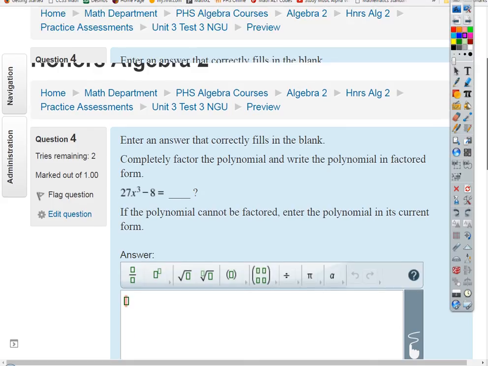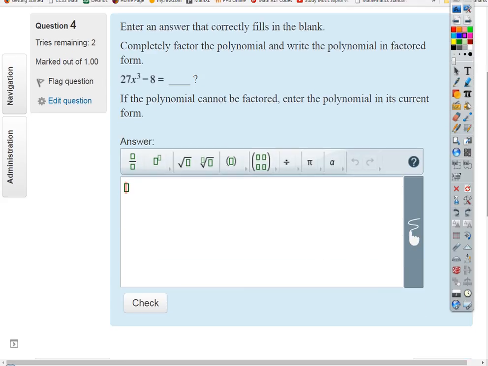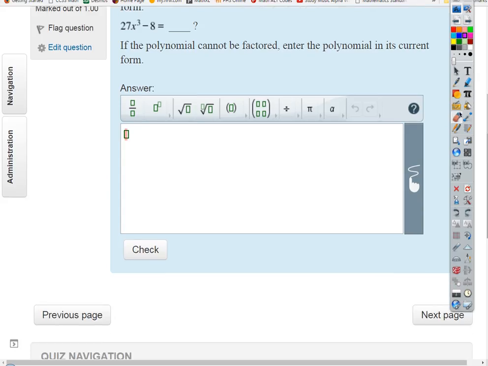Okay, what about that? I'm supposed to factor that. What is that one? Difference of cubes, right? So I would write that. What's my A? Yeah, so that's going to be, that's like saying 3x cubed minus 2 cubed.